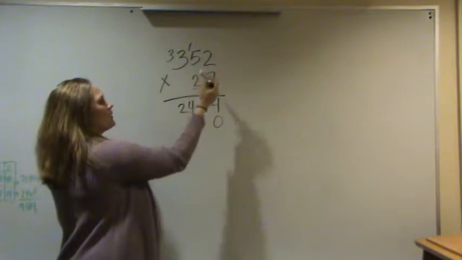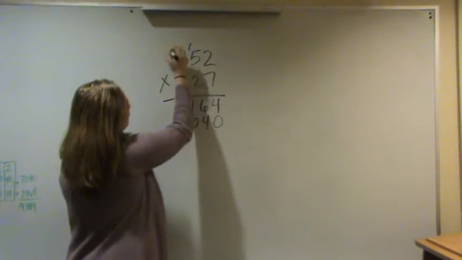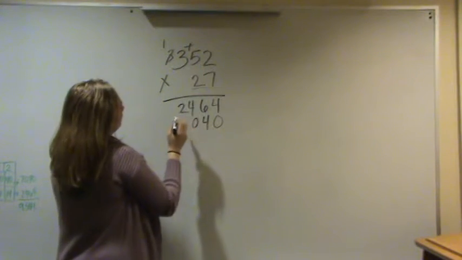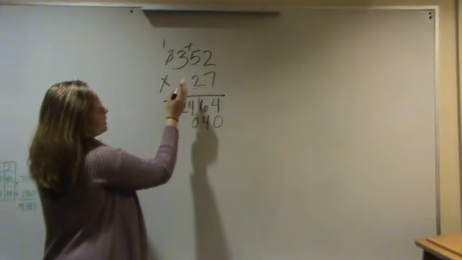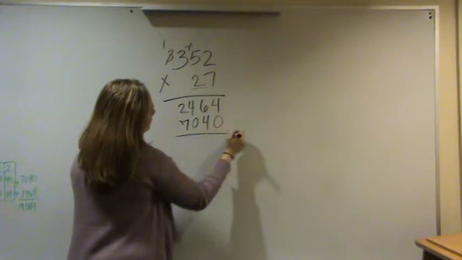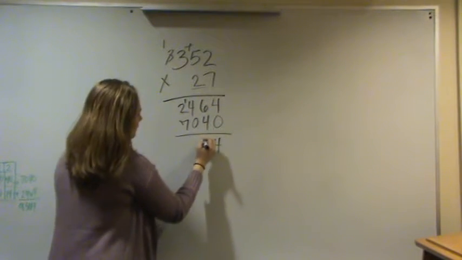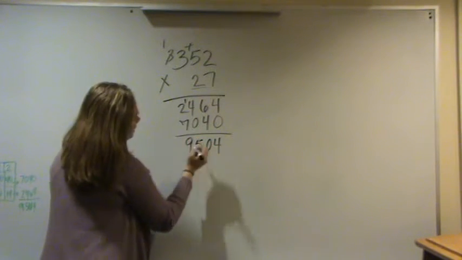Now we're going to go 2 times 2 is 4. 2 times 5 is 10, carry that 1. Now we have 3 times 2 is 6, plus that 1 is 7. We've got 4, we've got 10, we've got 5, and 9.